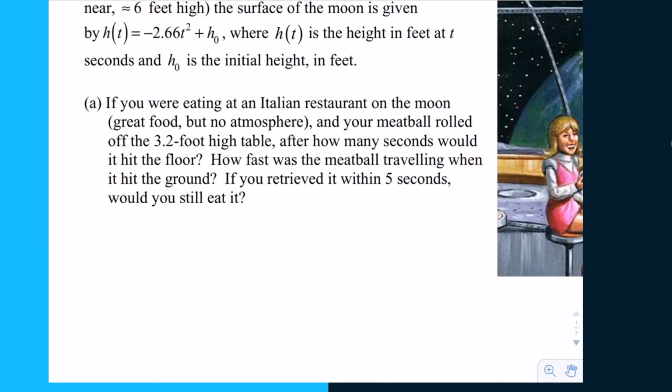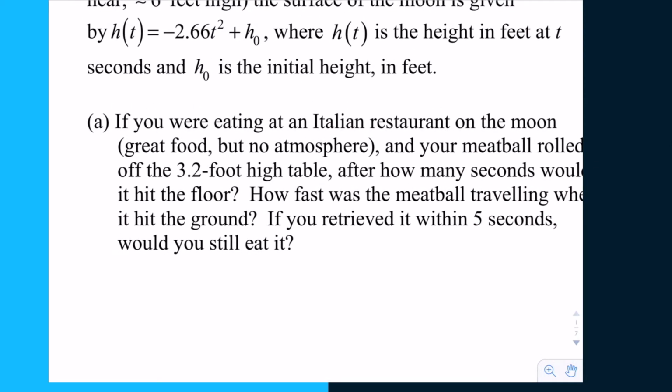Here we go. After how many seconds will your meatball hit the floor? Remember, you're on the moon now, not on planet Earth. How are we going to figure that out? We want to know after how many seconds will the meatball hit the floor? All we have is the height of the meatball at any given time.